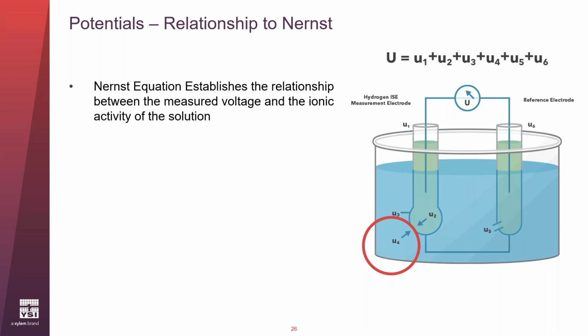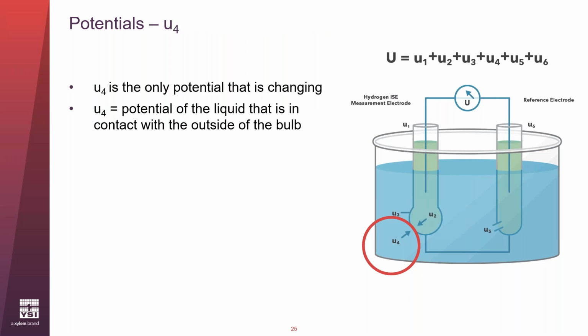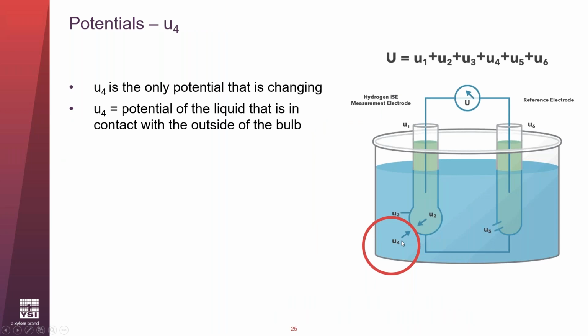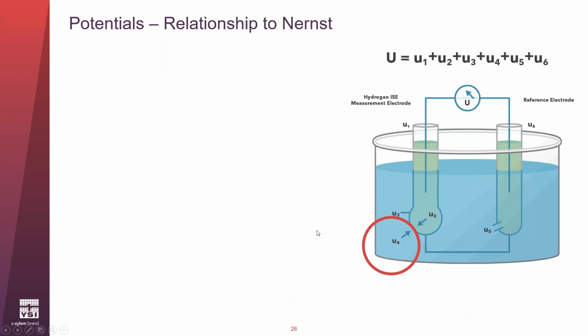Since all the other potentials cancel out, we end up with a number to plug into our Nernst equation. Let me go back to here real quickly. You see we have all these potentials. Our goal is to get them all to cancel out, like we said. So if we're only changing this U4, then that U4 is going to be the only potential we really care about. So we can plug that into our Nernst equation.